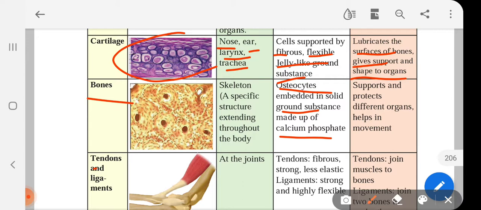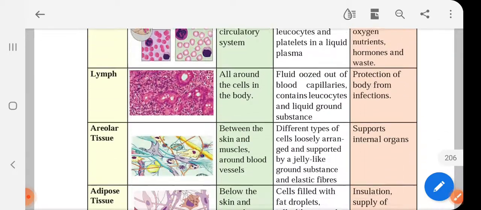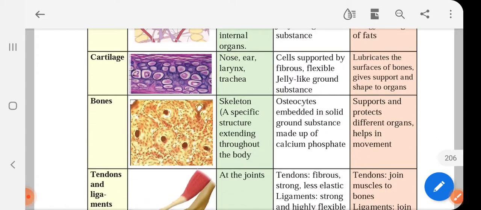Tendons and ligaments are present at the joints. You can see in the diagram. Tendons are fibrous, strong and less elastic, and the ligaments are strong and highly flexible. The tendons join muscles to bones, and ligaments join bones to bones. So this is how connective tissues are of different types, and we have discussed their functions and structure.